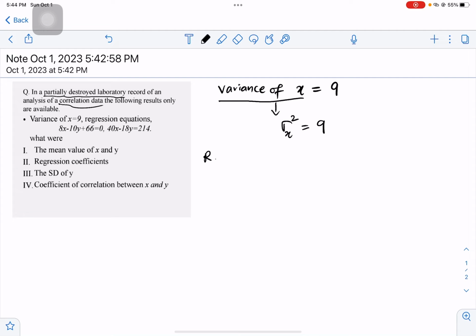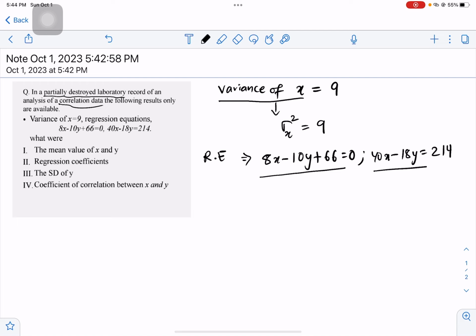Then you are also given the line of regression equations, which are 8x minus 10y plus 66 equals 0, and the other line is 40x minus 18y equals 214. Now we are not sure which one belongs to x on y or y on x, so let's try to make x or y the subject from any of the given equations. Since 10 is bigger than 8, I'll try to make y on x from this first equation.